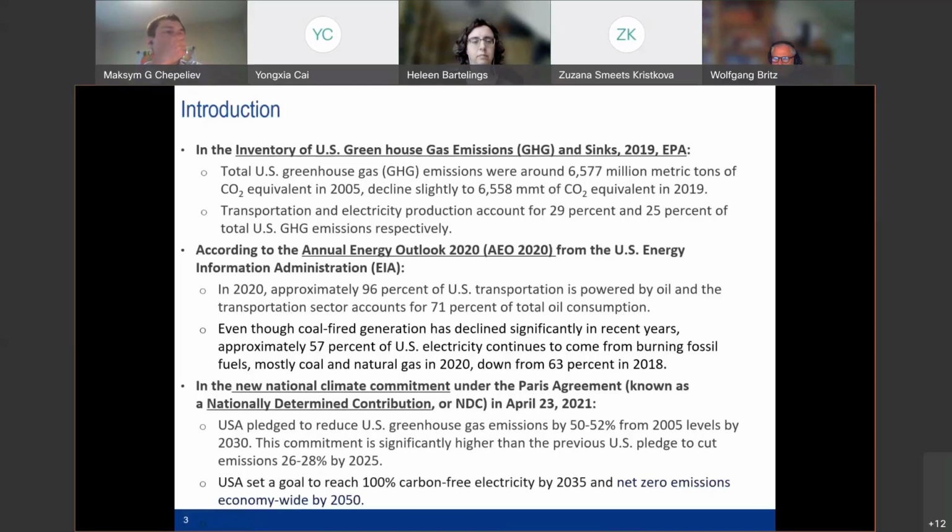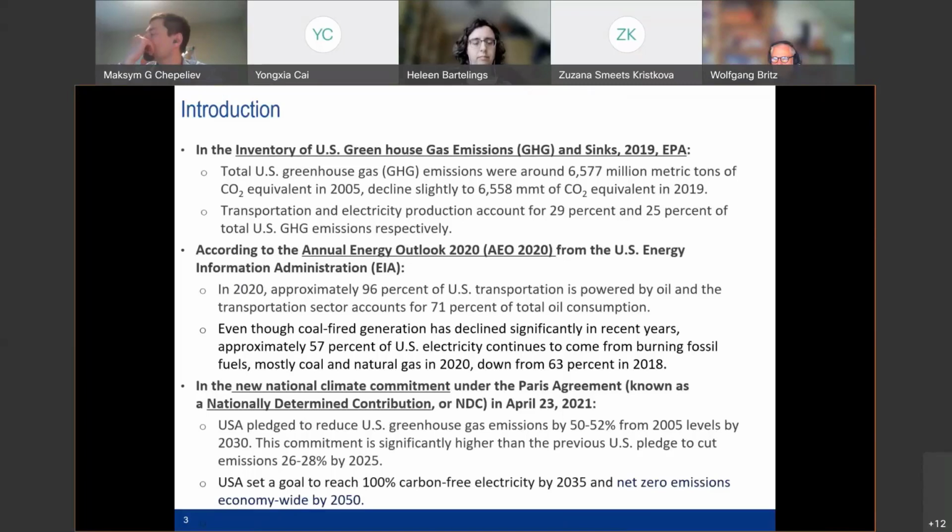For transportation alone, 96% of US transportation is powered by oil, and transportation itself accounts for 71% of total oil consumption. In recent years, coal-fired generation has declined significantly, but in 2020, 57% of generation continued to come from coal and natural gas, down from 63% in 2018.